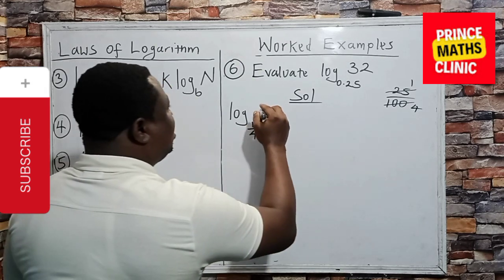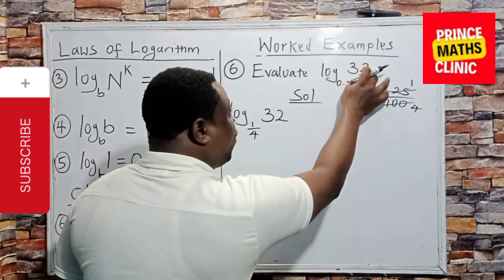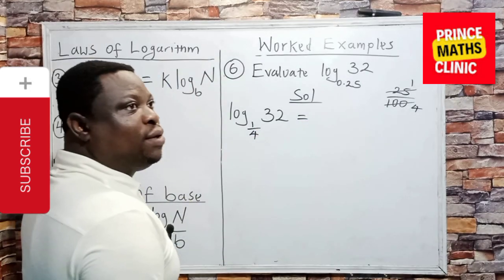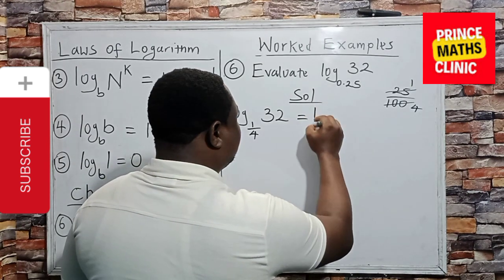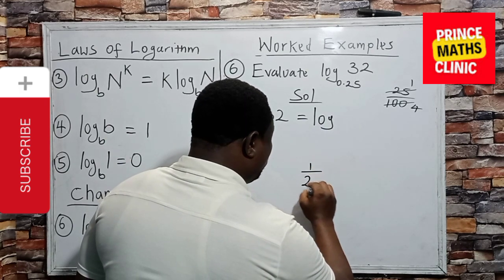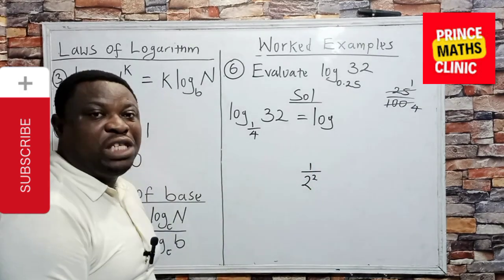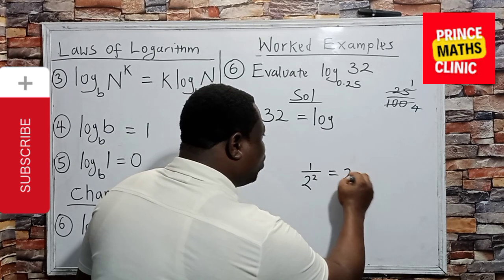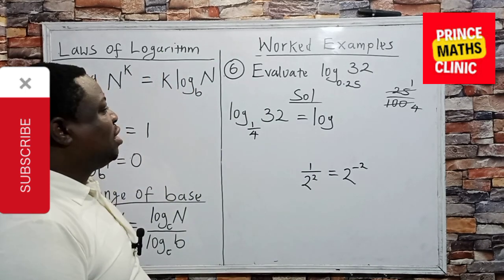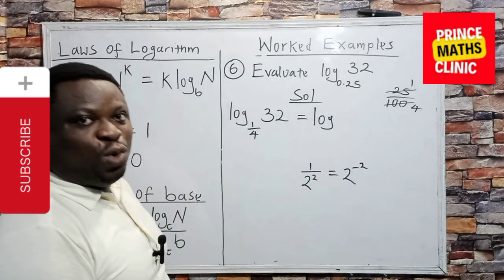That's the base. Then this is the same as what? 32. Good. 32 is of course there. Then how else can we write 1 over 4? Remember, 1 over 4 is the same as 1 over 2 to the power of 2. And when you have a division like this, from what you know in indices, this division becomes a negative power, then this 2 comes like this. So this can be written as 2 to the power of negative 2, right?